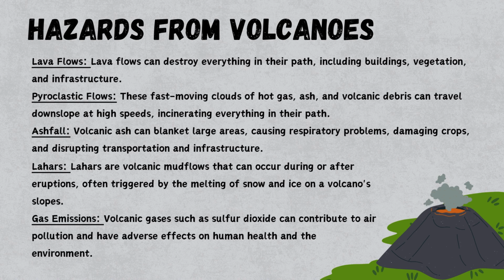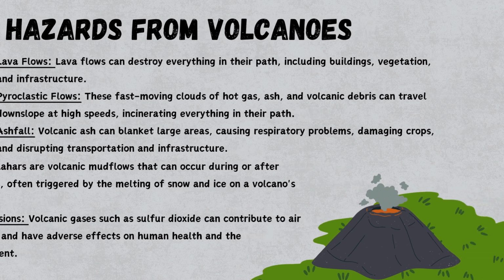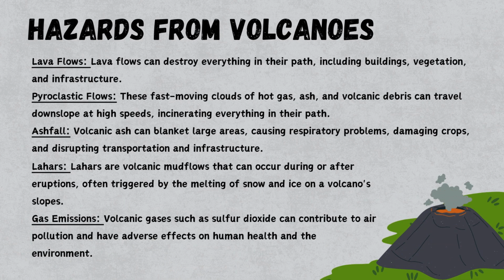Pyroclastic flows. These fast-moving clouds of hot gas, ash, and volcanic debris can travel downslope at high speeds, incinerating everything in their path. Ashfall. Volcanic ash can blanket large areas, causing respiratory problems, damaging crops, and disrupting transportation and infrastructure.